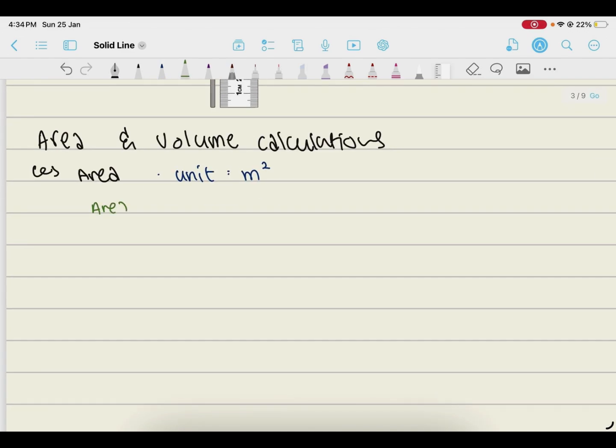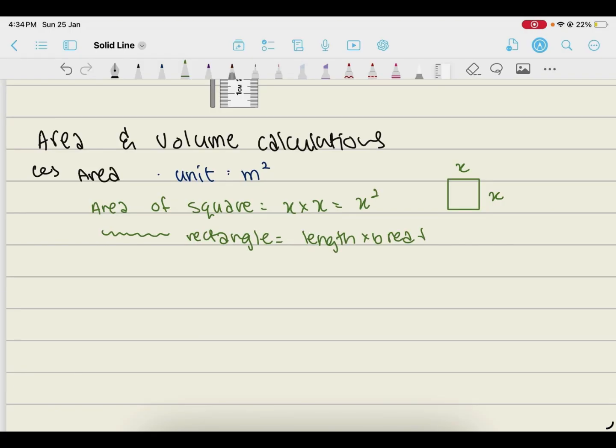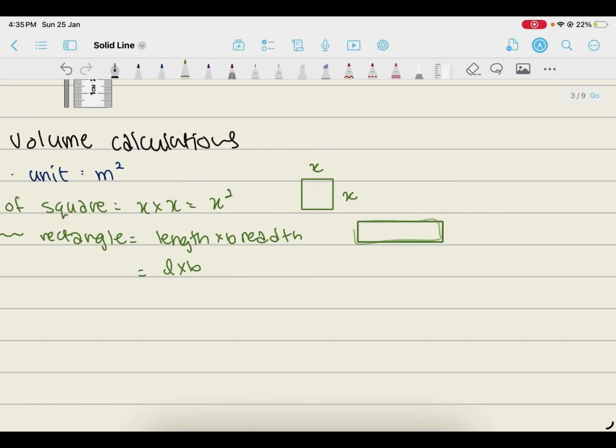So area of square, x into x is equal to x square, or you can say like length. Here you can see this is x and this is x. Okay, and then area of rectangle would be length into breadth. We can say L into B. Okay, this is length and this is breadth.